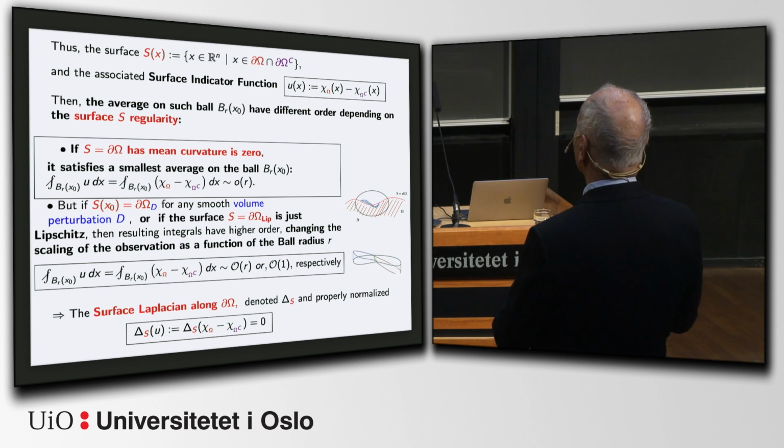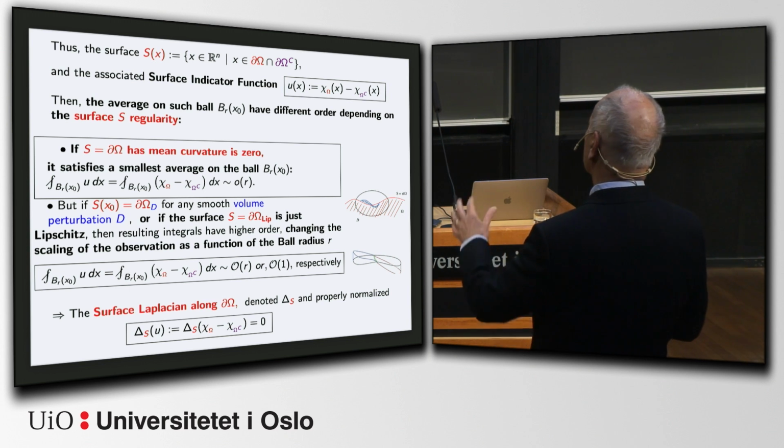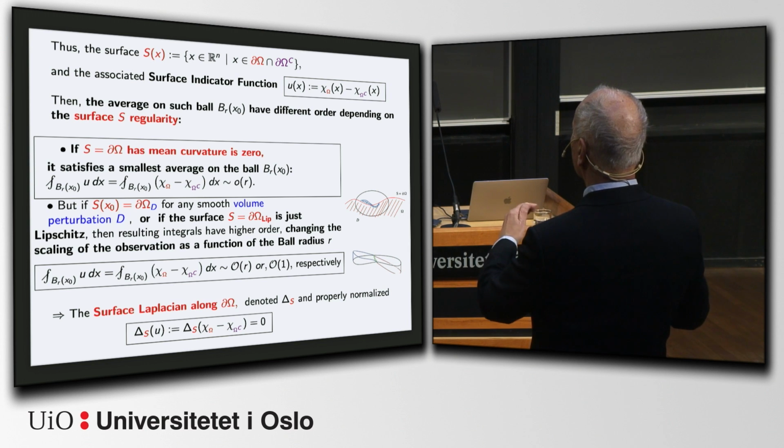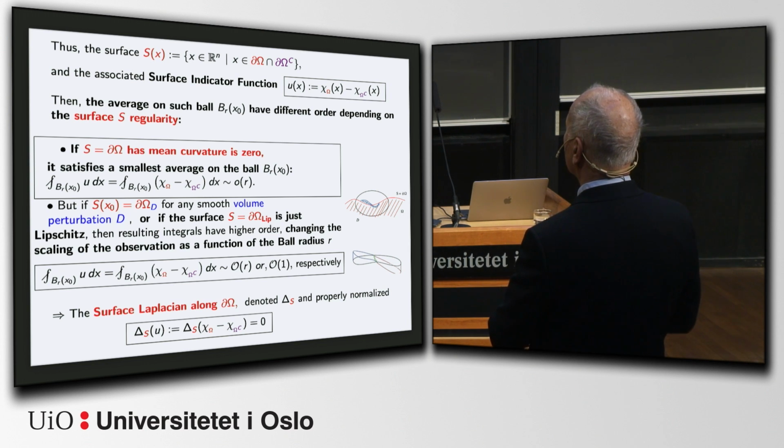In other words, in this case, the heavy thing is not on the surface but below, right? And the surface gives a quality of how the edge of S on the top evolves, right? So here it says the average on such a ball, BR of x0, has different order depending on the surface S regularity, right? So the surface, remember, was the one like that in the middle.